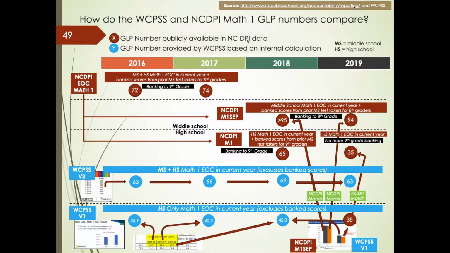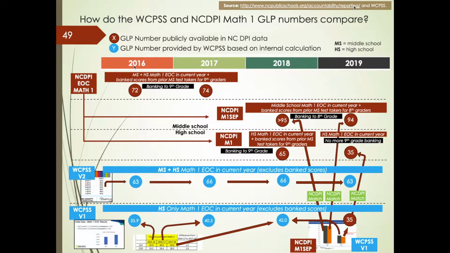So what the chart is showing you is any number that's in this sort of burgundy color is a GLP, a grade level proficiency number, that's publicly available from the NCDPI. And any number that's in blue is a GLP number provided by Wake County based on their internal calculations. Also, you may see MS and HS, that means middle school or high school. So let's start at the top.